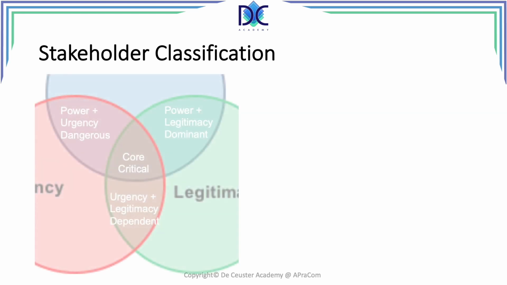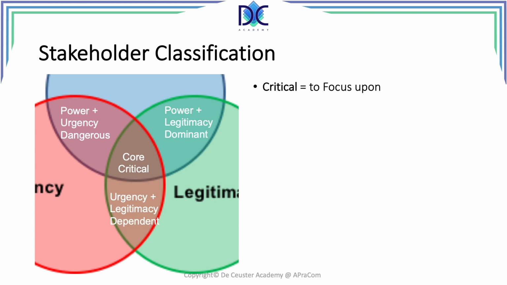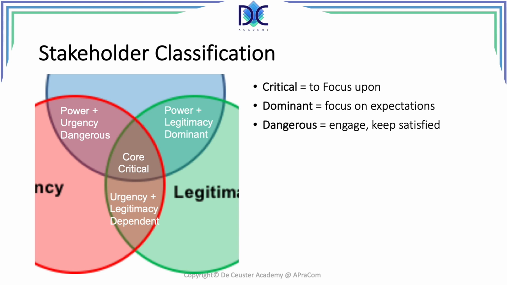Here we have the overview. We see different elements here. We find the critical, which are the core in the center. These are really the people we have to focus on. The dominant is the focus on expectations. We have to see where we have to continue, where we have to look at it. Dangerous people, we have to engage. We have to keep them satisfied. The dependent people are people who basically don't have the power, but they could be supporting others. And these are the different elements we see in these different intersections.